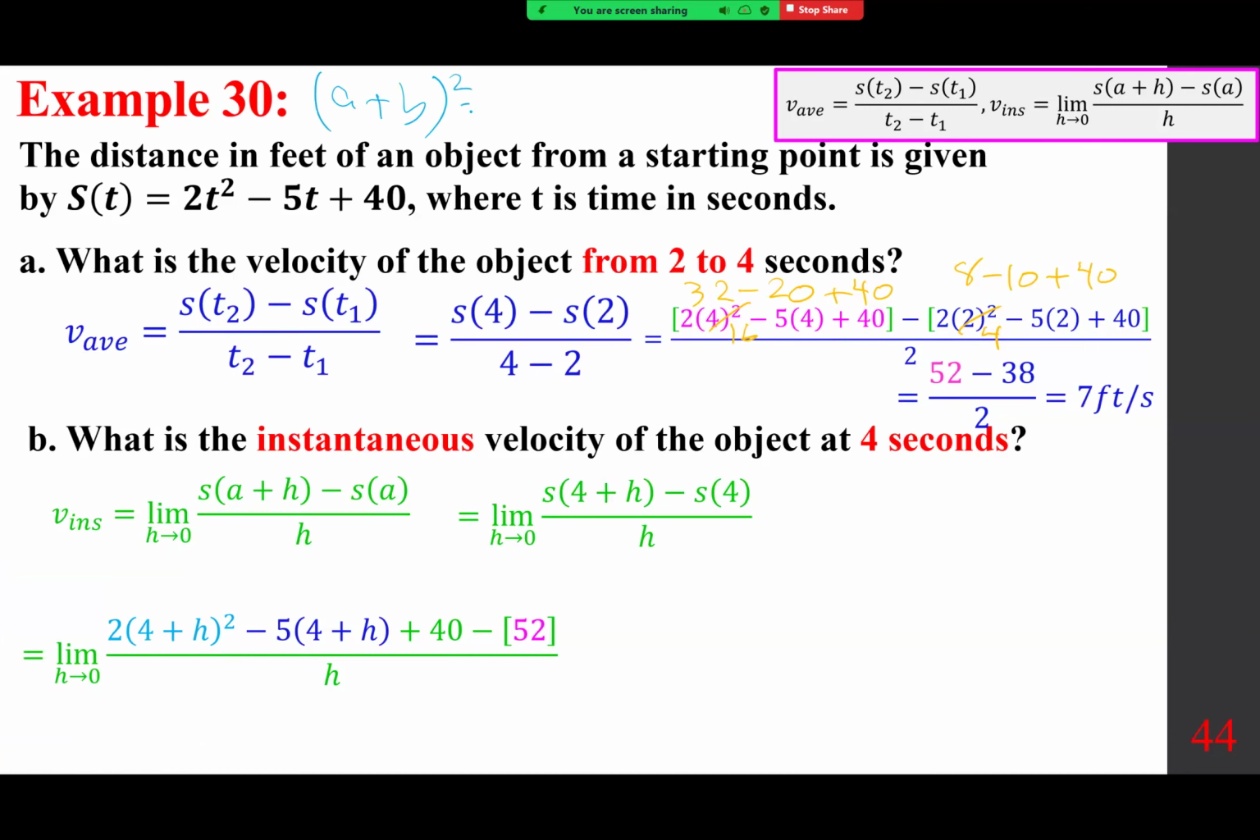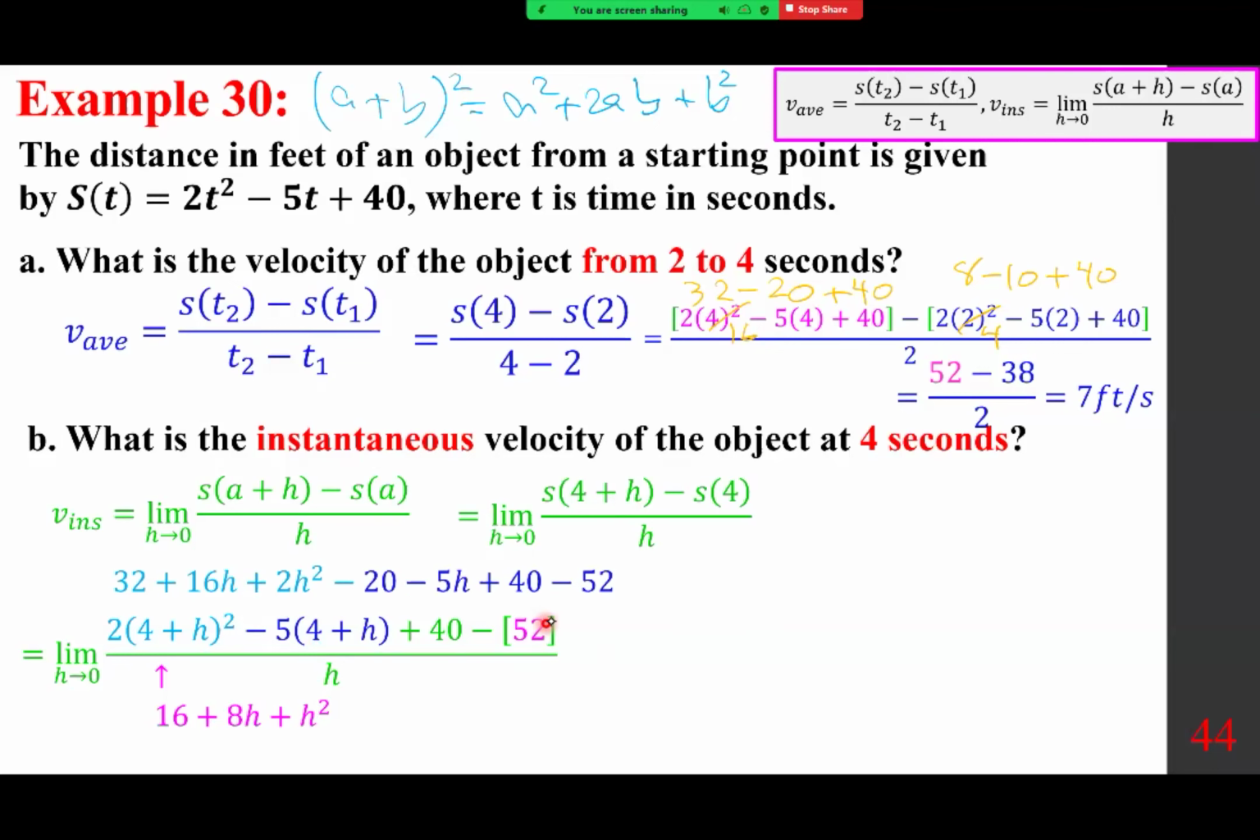(a + b)² is a² + 2ab + b². Therefore, this is 4 squared or 16, plus 2 times 4 times h, which is 8h, plus h². Now you distribute the 2, and it becomes 32 + 16h + 2h². You distribute the negative 5: minus 20 minus 5h, plus 40 minus 52.